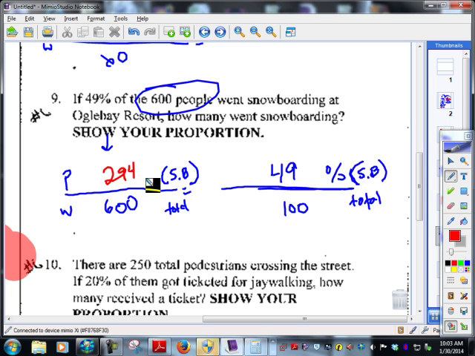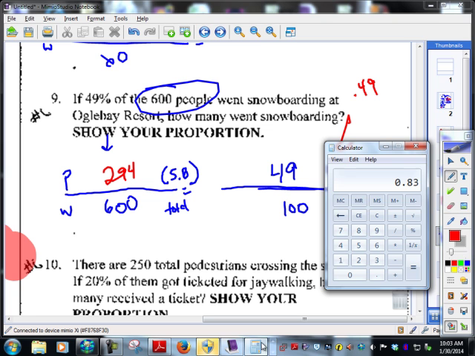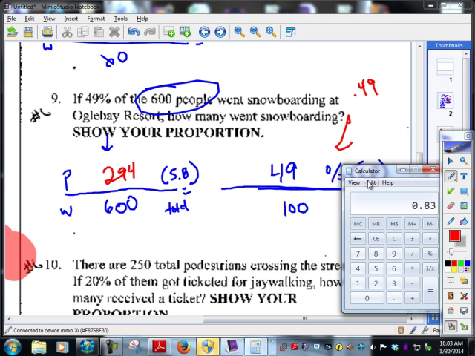Also, could I divide them? Because all fractions are division. Yes. So if I do that, I'll tell you guys right now that 49 divided by 100, I know that is 0.49. So now I know that 294 divided by 600 should equal 0.49, guys. Let's see. Make sure we didn't make a mistake. 0.49. You guys all see that? Just a way to check.